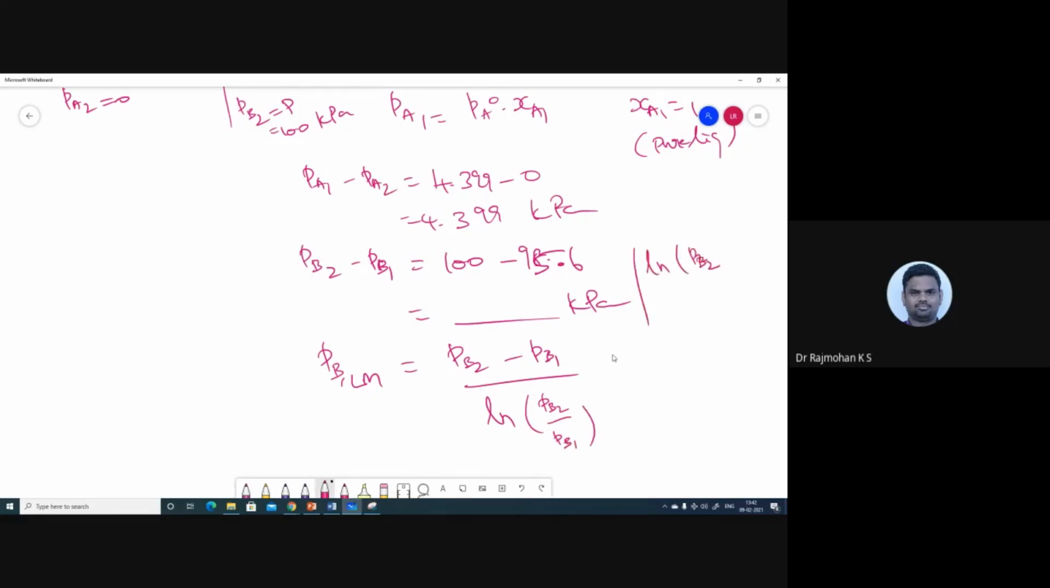Ln PB2 by PB1. See, in the exam you can directly substitute if you are clear about how you are substituting. But if you want to verify something, we can do step by step verification. I am doing this PB logarithmic mean separately and substituting there. But always we report the PB mean correctly. Even if you don't do these two separately, this should be done. Report the PB mean value always.